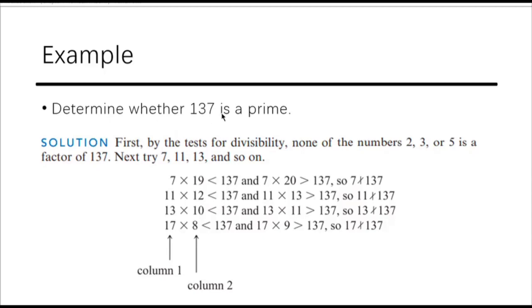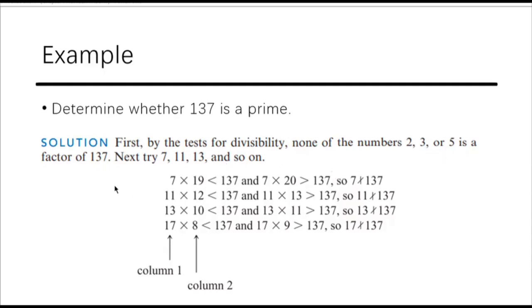Determine whether 137 is a prime. Okay, by the solution, check muna natin kung yung 137 ay divisible by 2, 3, or 5. So, gamit ang test for divisibility. Kapag chinek natin, pag kinuha naman natin yung sum ng 137, not divisible by 3, at yung 7, yung last or yung ones digit, hindi siya divisible by 2 and 5.